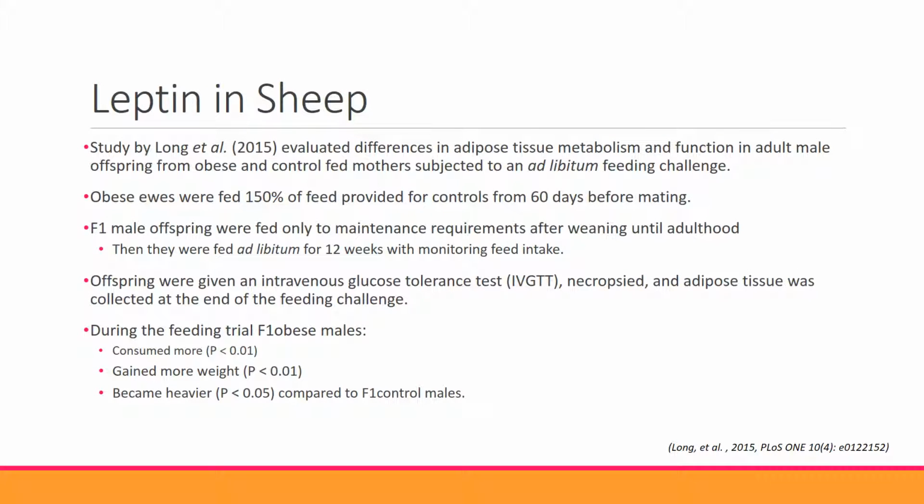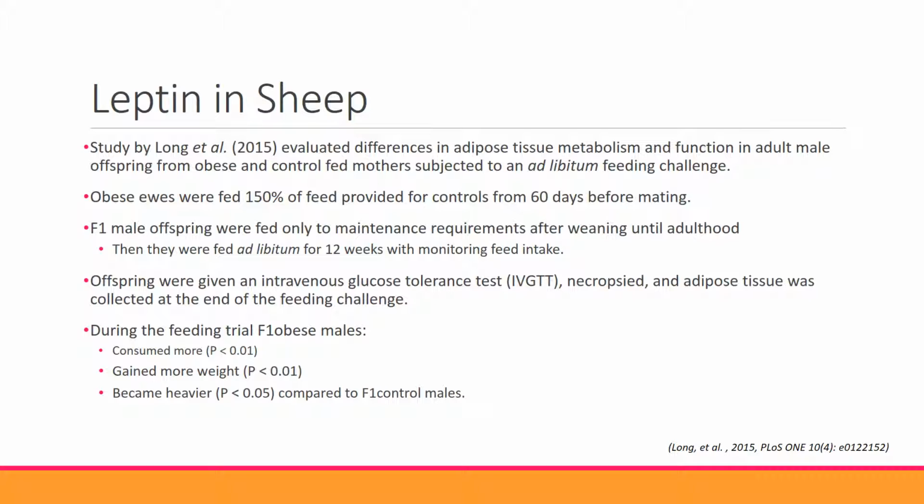By Long et al. in 2015, researchers evaluated differences in adipose tissue metabolism and function in adult male offspring from obese and control-fed mothers that were subjected to an ad libitum feeding study. The obese ewes were fed 150% of feed provided for the controls from 60 days before mating. The F1 male offspring were fed only to maintenance requirements after weaning until adulthood. And then they were fed ad libitum for 12 weeks with monitoring of the feed intake.